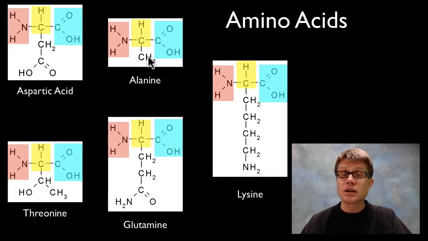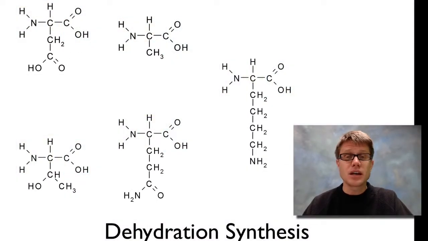The only thing that's going to be different is what comes off the bottom, and we call that the R group. All amino acids are the same except what comes off here, and that gives it different properties. So let's see how they're put together.